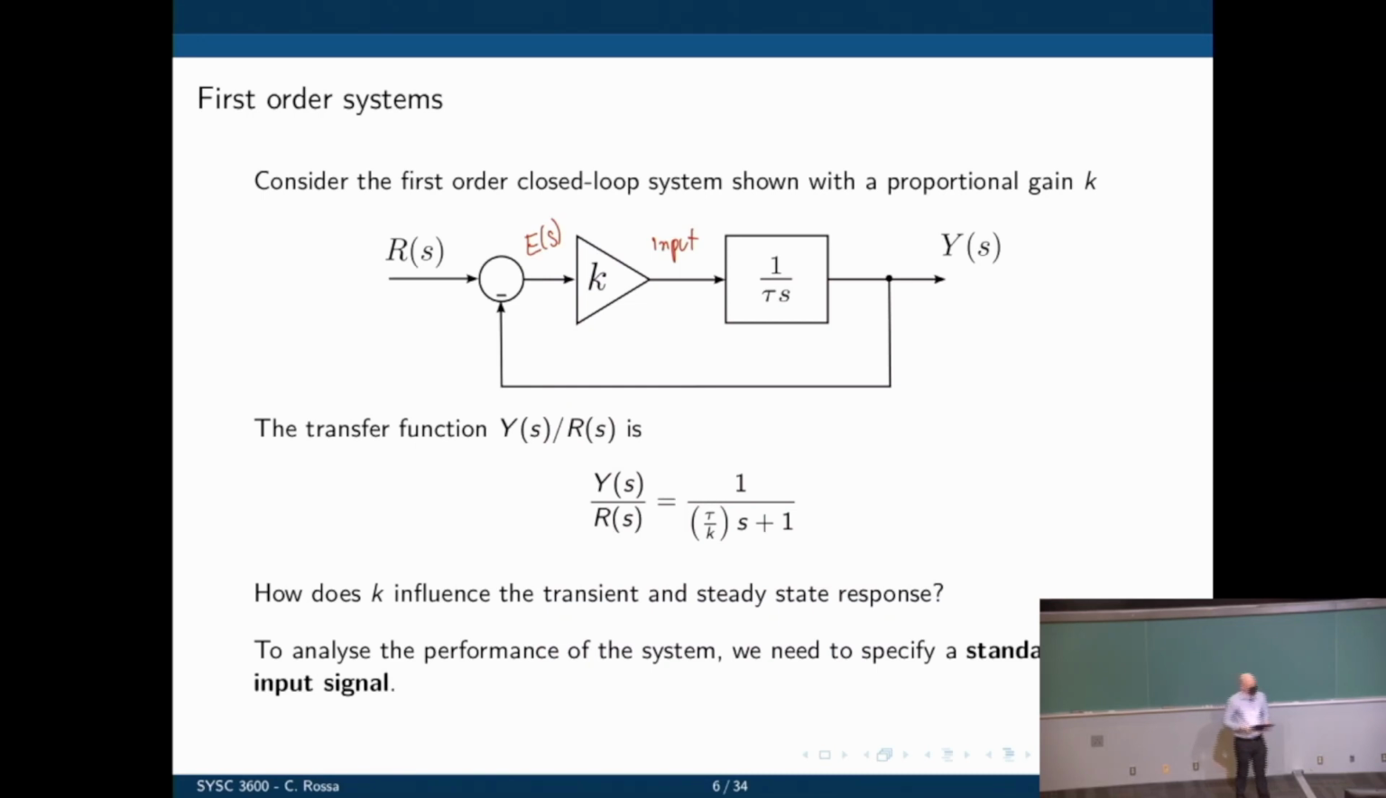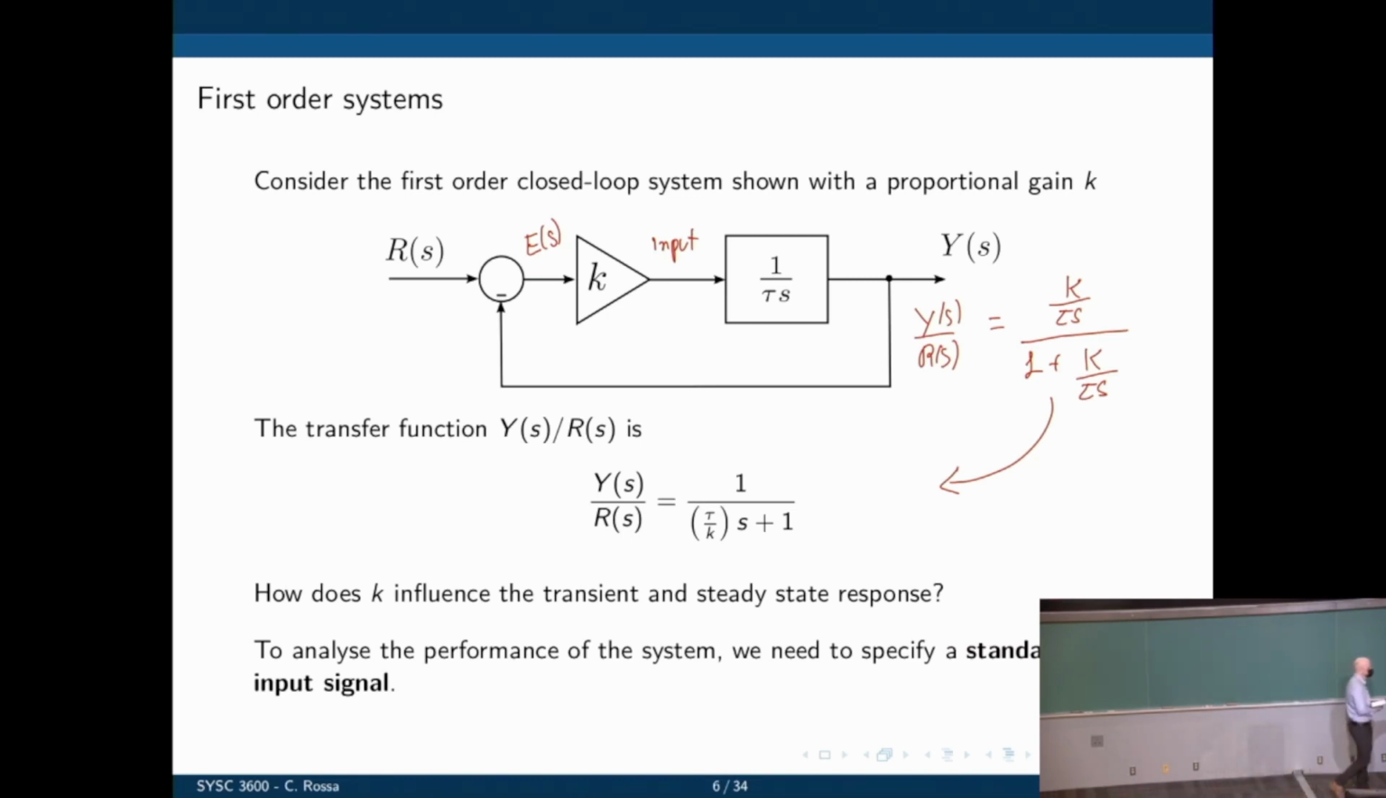Okay, so now let's see how K will affect the response of this system. It's a first order system, 1 over tau s. Tau is simply a time constant, or simply a parameter in the system, I should say. And if you find the closed loop transfer function Y over R, you remember how this is done. Y(s) over R(s) is simply K over tau s divided by 1 plus K over tau s. And when we simplify this, that's what we get. That's where it comes from.